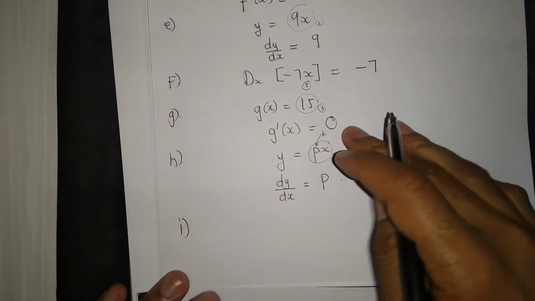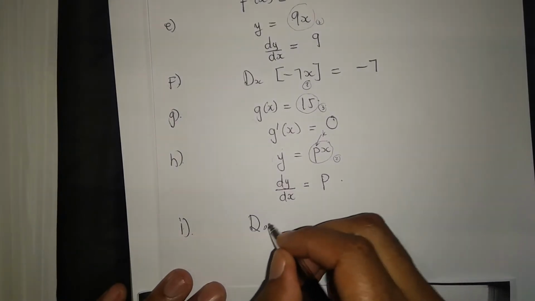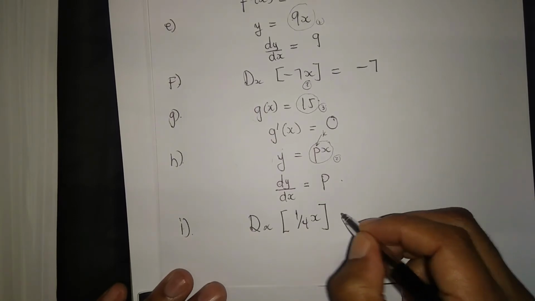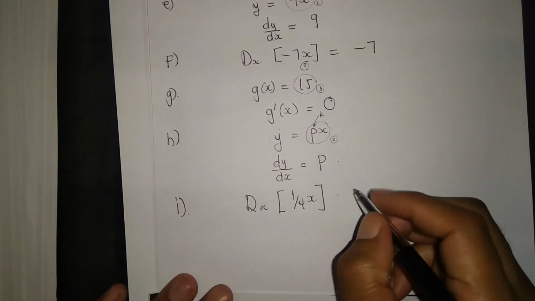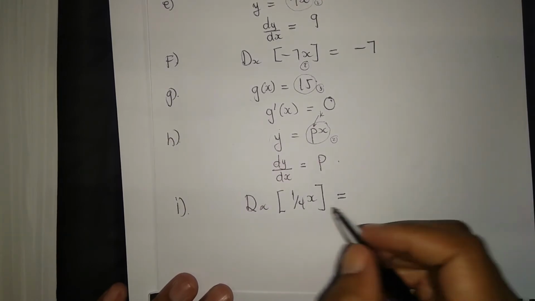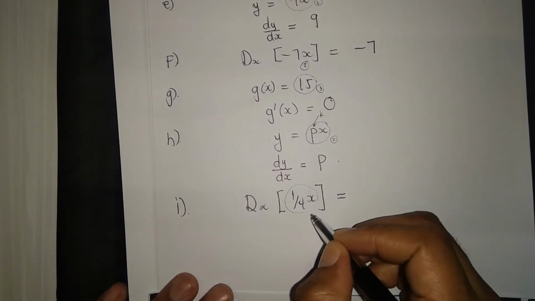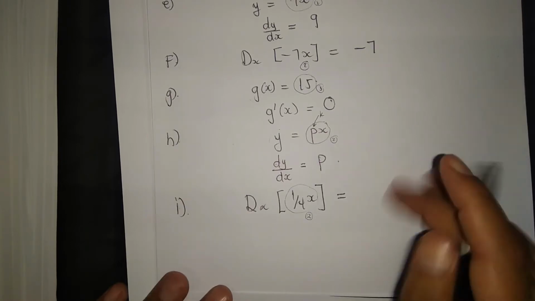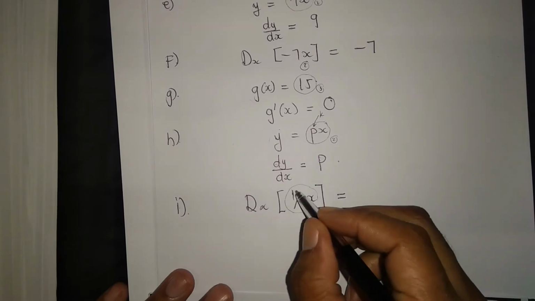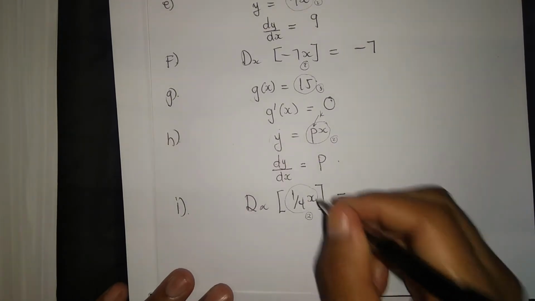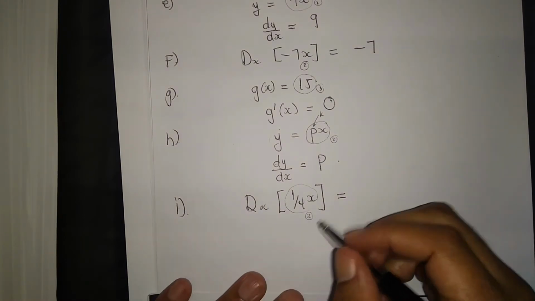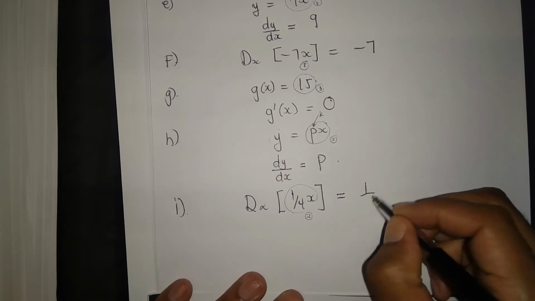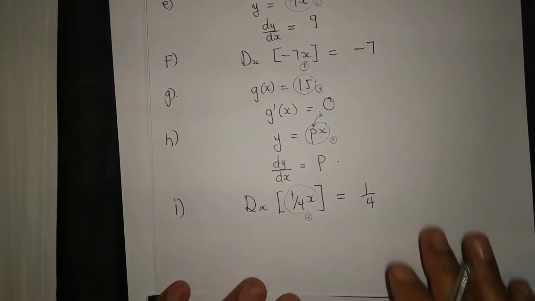Now we go to i. For i, we are given dx of 1 over 4x, and then find the derivative. So the derivative here is equal to, this is a rule number, take a guess, yes, this is rule number 2. 1 over 4, and then x raised to exponent 1, n is equal to 1. So therefore the derivative of 1 over 4x is equal to 1 over 4. You just drop the x. This is rule number 2.